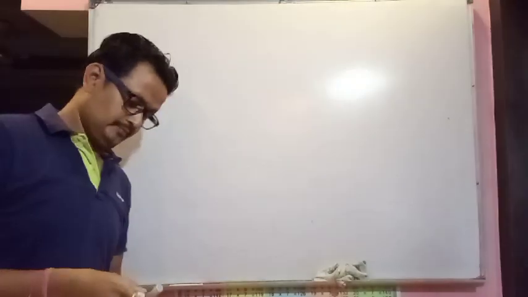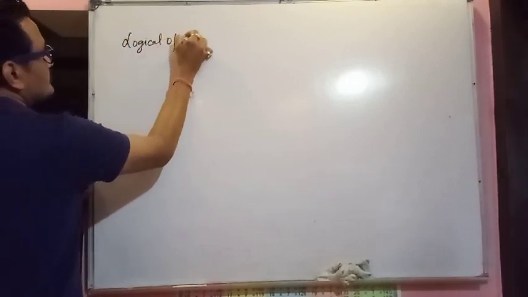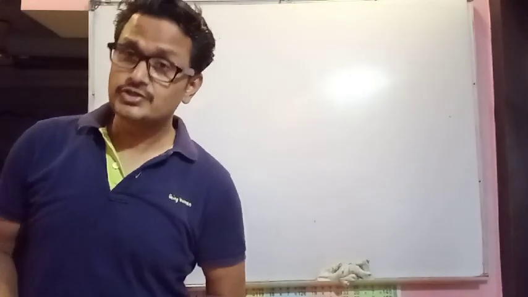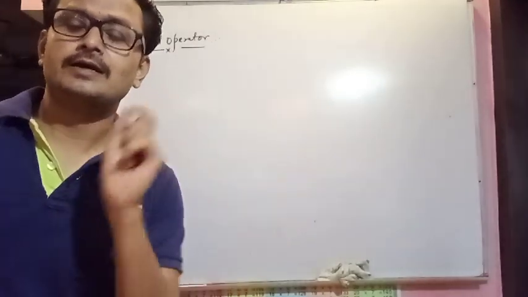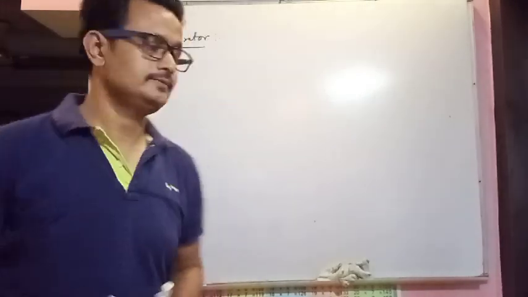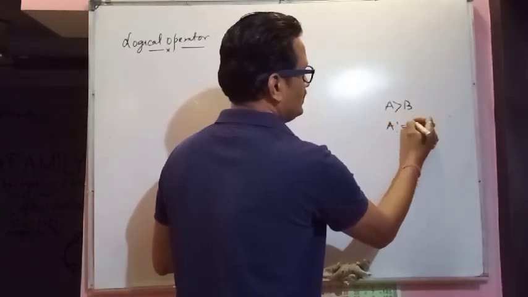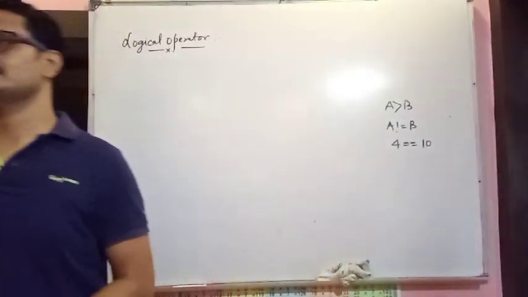Now the next operator is your logical operator. What is the next operator? Logical. Okay? In relational operator, just now I explained, there will be one condition. Relational में कितना condition होगा? एक. A greater than B. A is not equal to B. 4 is equal to 10. So there will be one condition.